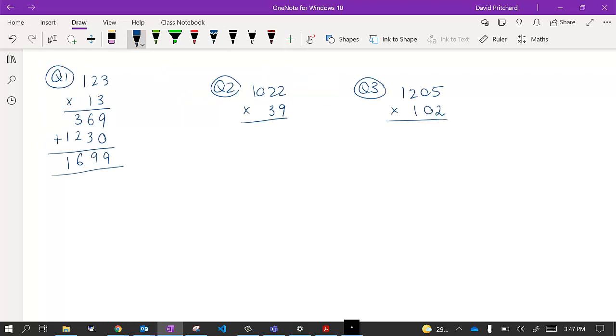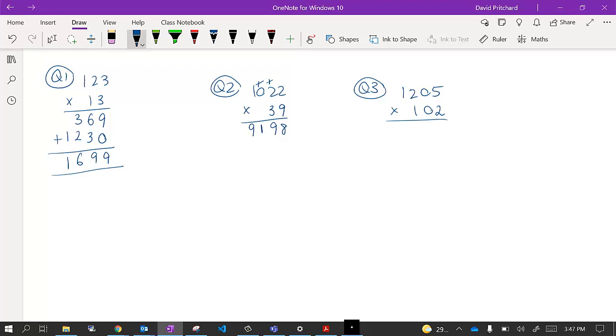Second one, we have 1,022 multiplied by 39. So start in the ones column. 9 times 2 is 18. Carry the 1. 9 times 2 is 18. Plus 1 is 19. So 19, carry the 1. 9 times 0 is 0. Plus 1 is 1. Then 9 times 1 is 9. So let's get rid of these. We don't need those carries anymore.